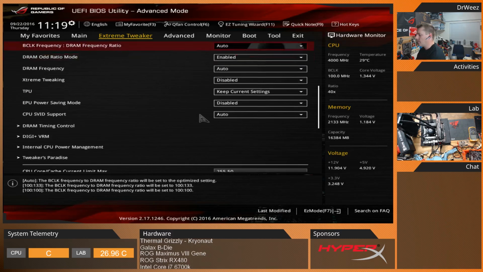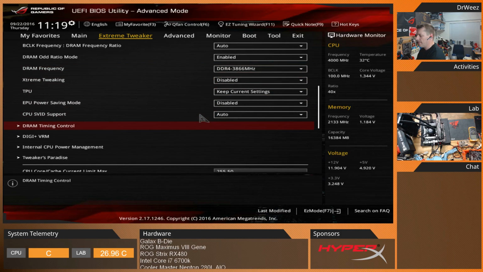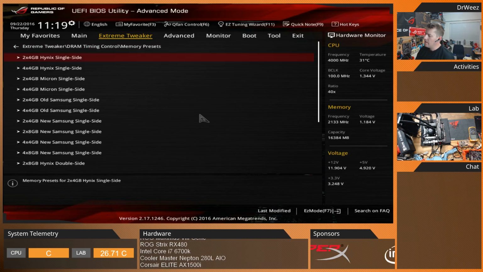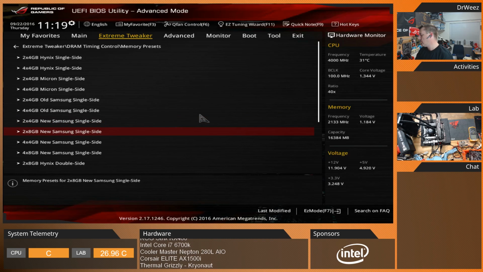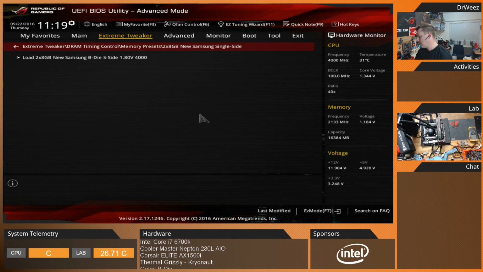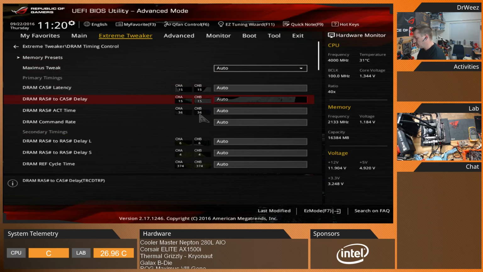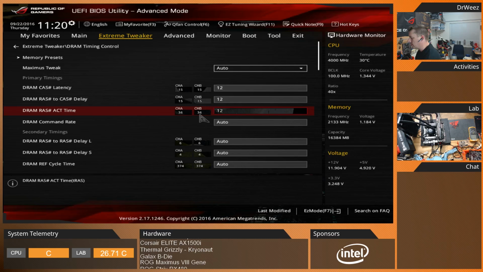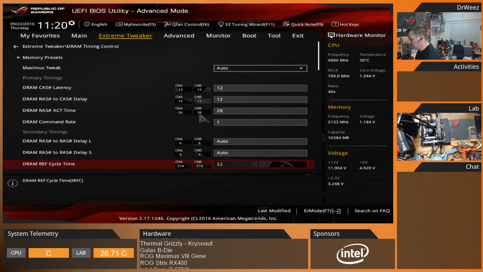To do that, I'm going to go ahead and just set a nice and easy 3866 DRAM timing control. Your number one ally whenever starting off a memory overclock can be your memory presets, unless of course you have really worked them out and you've got a really good understanding of what your timing should be. Actually, no, I'm not even going to bother. I'm just going to go ahead and set a very easy 12, 12, 28 and command rate 1 to 28.